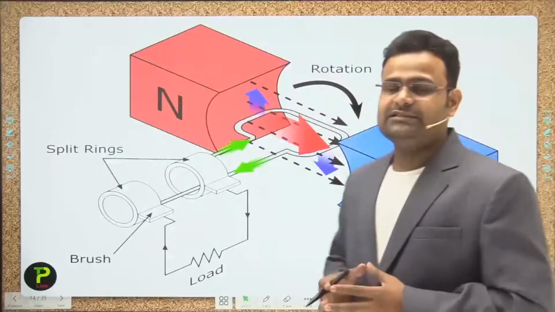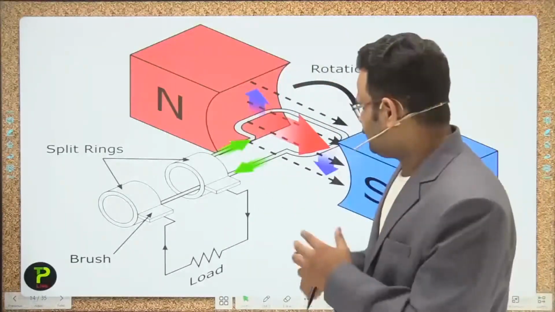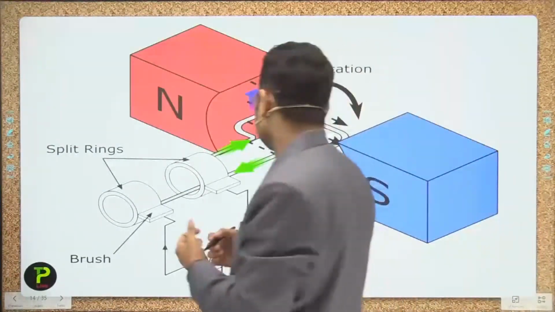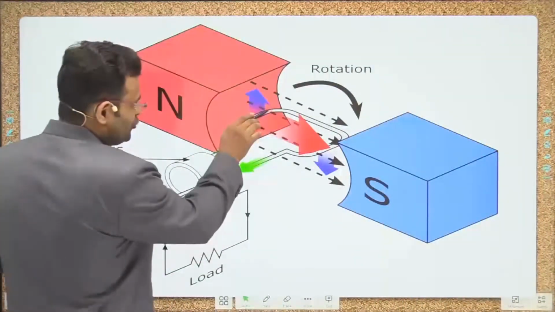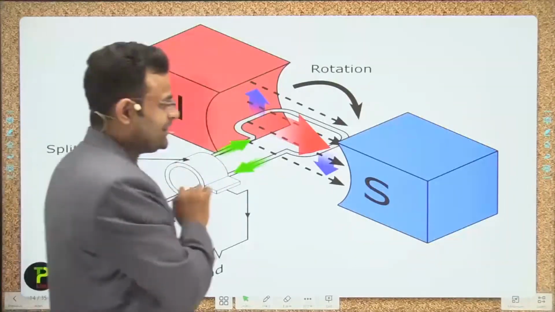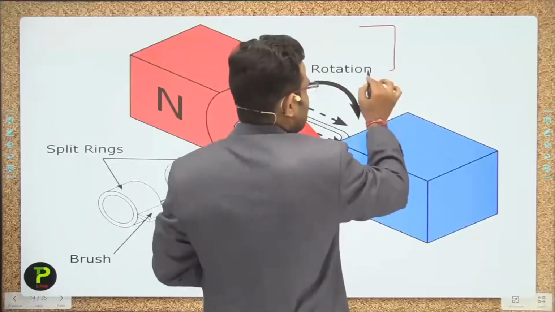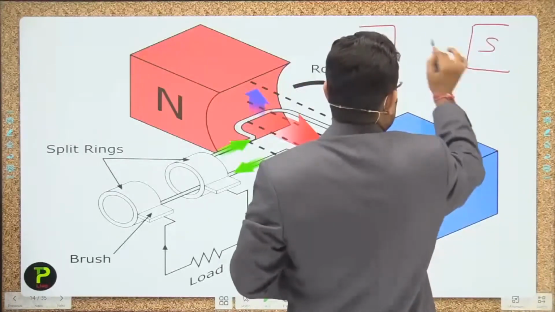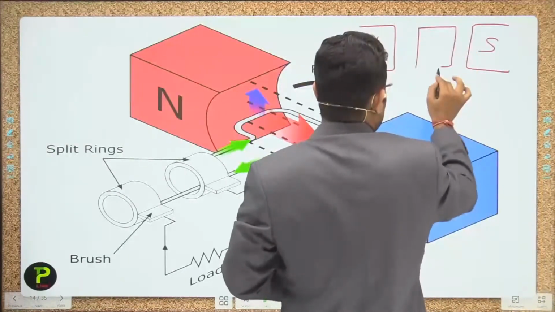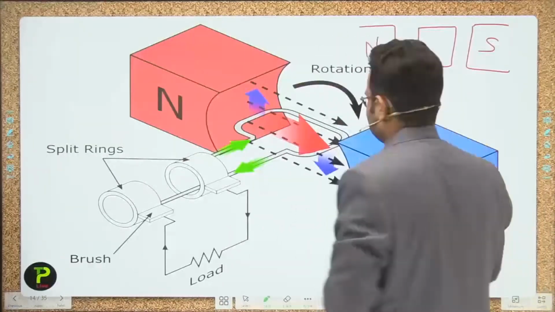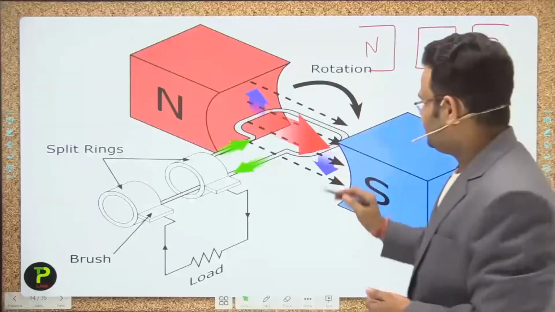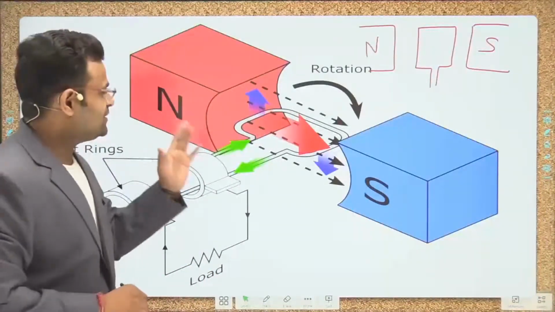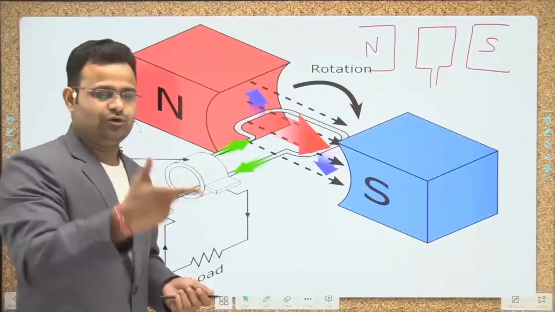Now, how does the AC generator work? Whenever we rotate that coil, what happens, guys? There is a magnetic field between the north and south poles, and the coil will rotate between them. What is the direction of the magnetic field lines? North to south.